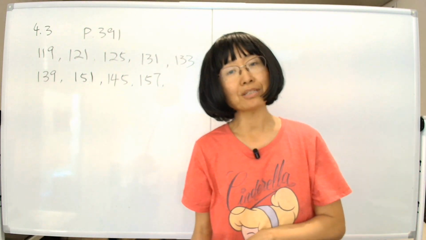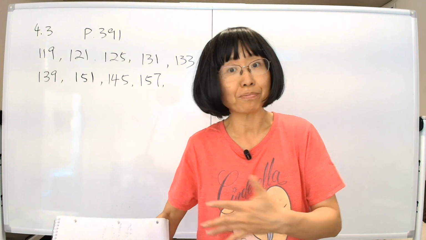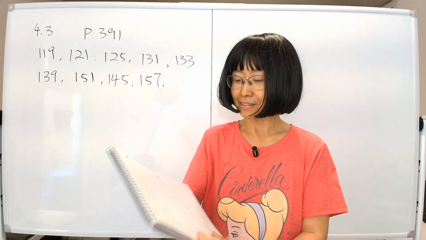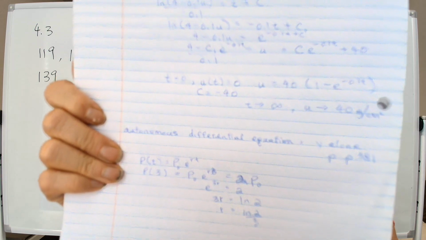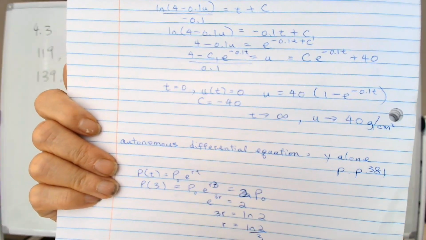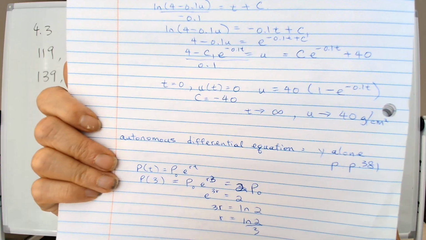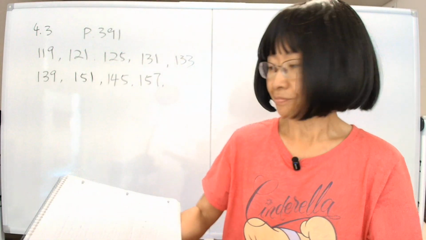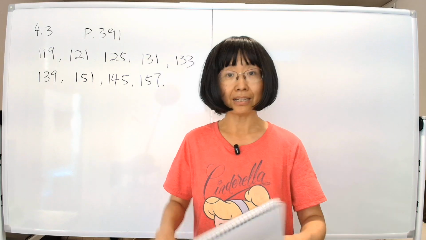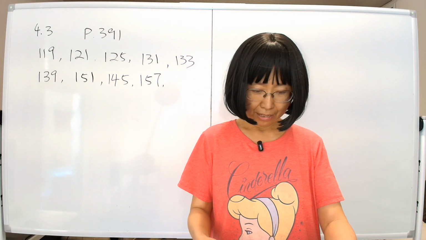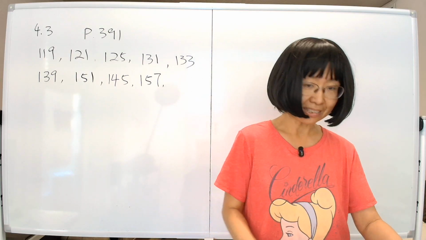The question doesn't say how thick it was to start with, so we'll assume that the scientists swept the floor and there's nothing. Then if we assume that, we come up with a value for c, and that equation. And as t goes to infinity, U approaches 40 grams per centimeter. So eventually that will be the equilibrium rate. And all right, that is the right answer. So that's the end of this section.